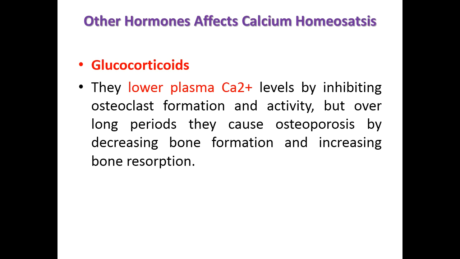Glucocorticoids will decrease plasma level of calcium by what? By inhibiting osteoclast formation and activity. But over a long period, they will cause osteoporosis by decreasing bone formation and increasing bone resorption. This is achieved only over a long period.